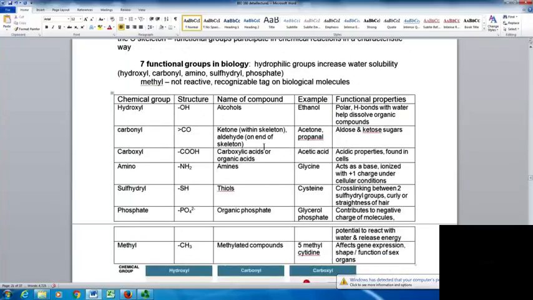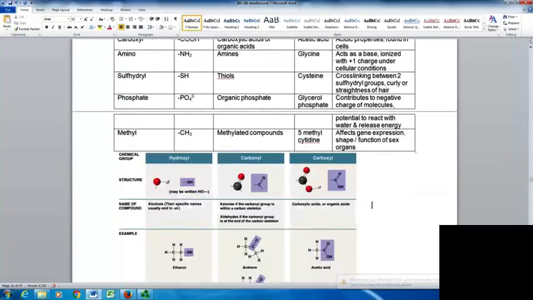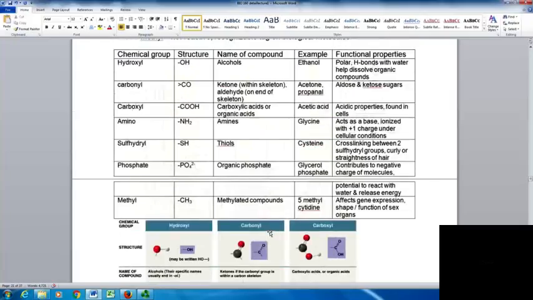So this is a simple table here that is typed. This is also going to have some examples that show the chemical structure down here. So you can refer to whichever one you would like. The hydroxyl group is going to have this oxygen and hydrogen that is going to be attached. These are the alcohols. An example would be ethanol. These are going to have polar bonds. So the hydrogen bonds with this can help dissolve organic compounds.